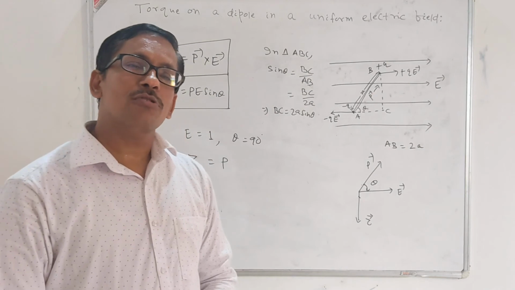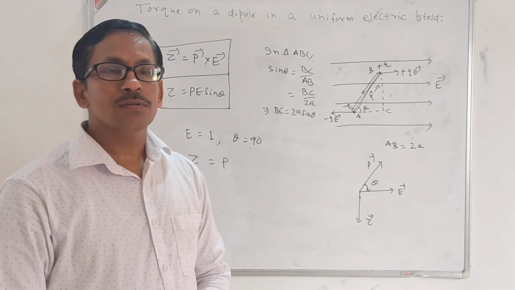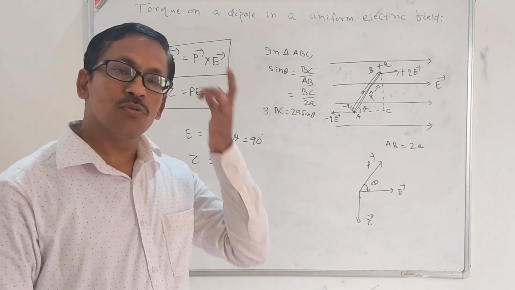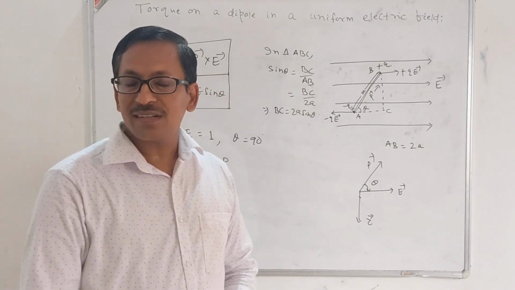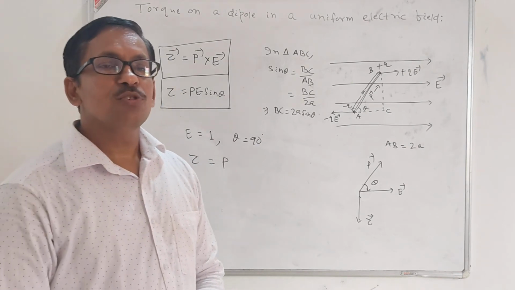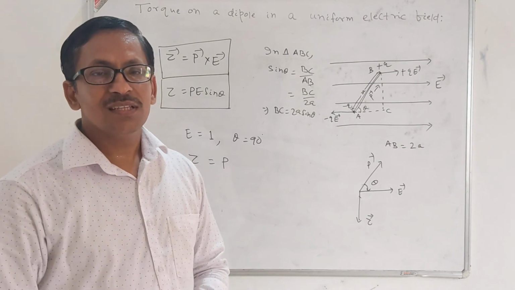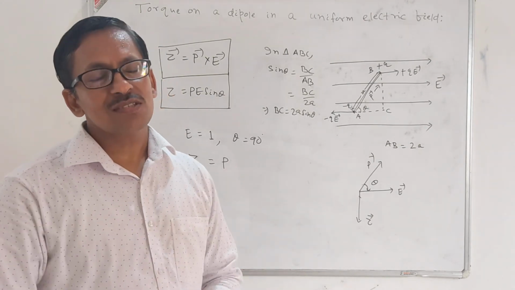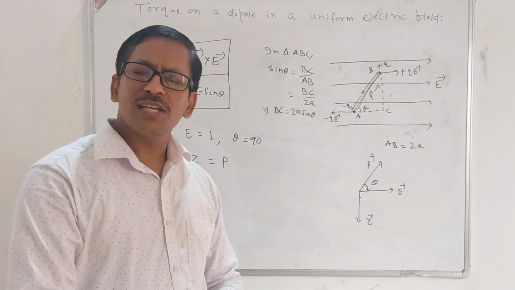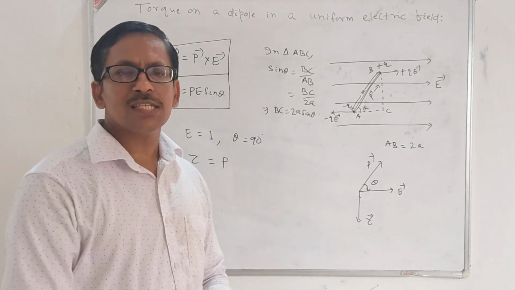So this is all about your electric dipole. I have discussed the electric field due to an electric dipole at an axial point, then the electric field due to a dipole at an equatorial point. Then when an electric dipole is placed in a uniform field, it will experience no force and it will experience a torque. And we have calculated the torque, and we have discussed the special cases.